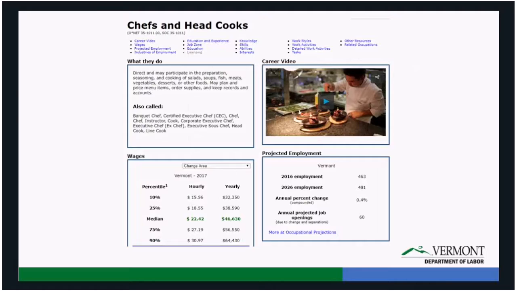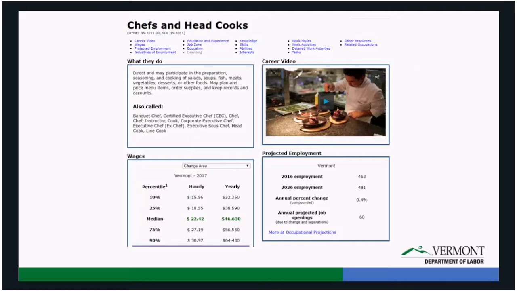In the bottom left hand of this page, you can see the wage distribution by percentile. In this case, the median earning of a chef is $22.42 per hour. This means that half the chefs in Vermont earn more than $22.42 per hour, while half earn less. People at the 25th percentile, perhaps people with less skills or experience, earn $18.55 per hour, and more experienced and skilled chefs, of course, garner higher wages, with 75th percentile earning $27.19, and the 90th percentile earning $30.97.